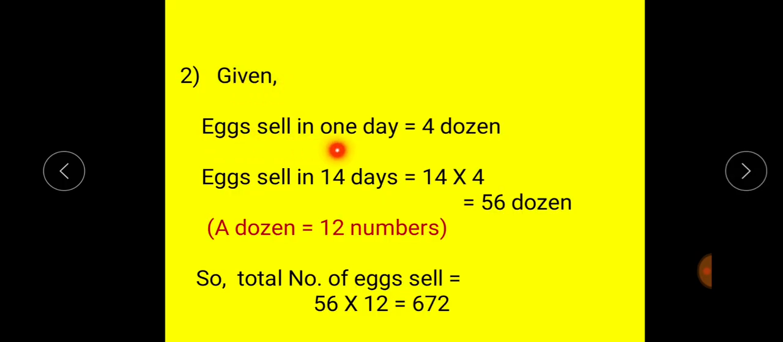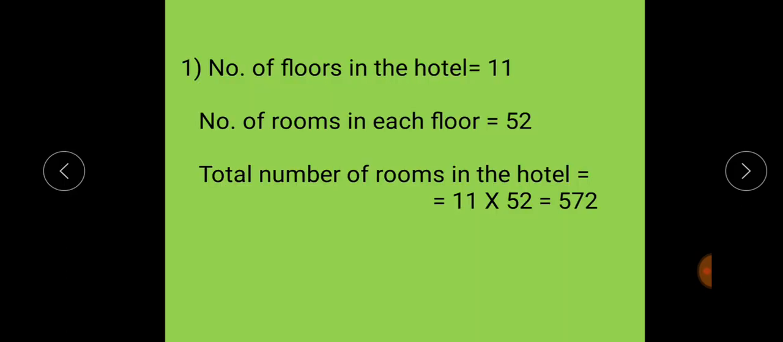It's given egg sales in one day is 4 dozen. So egg sales in 14 days is 14 into 4, 56 dozen. 4 means it's 4 dozen. One day 4 dozen, so 14 days 56 dozen. We know that 1 dozen means 12 numbers. So the total number of eggs is 56 into 12, which is equal to 672. 56 dozen means 672 eggs.